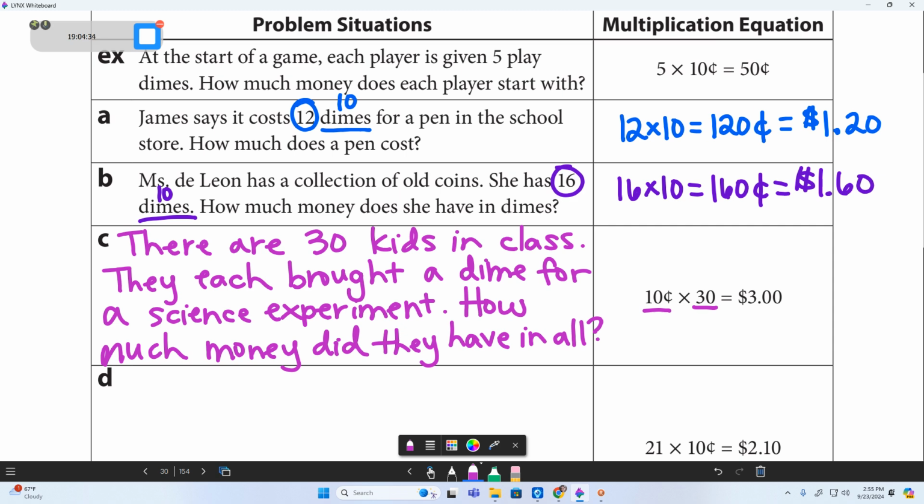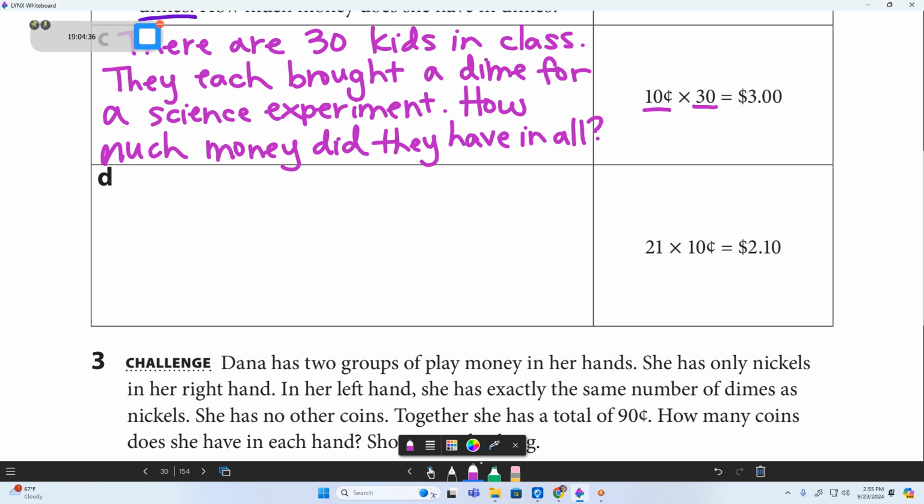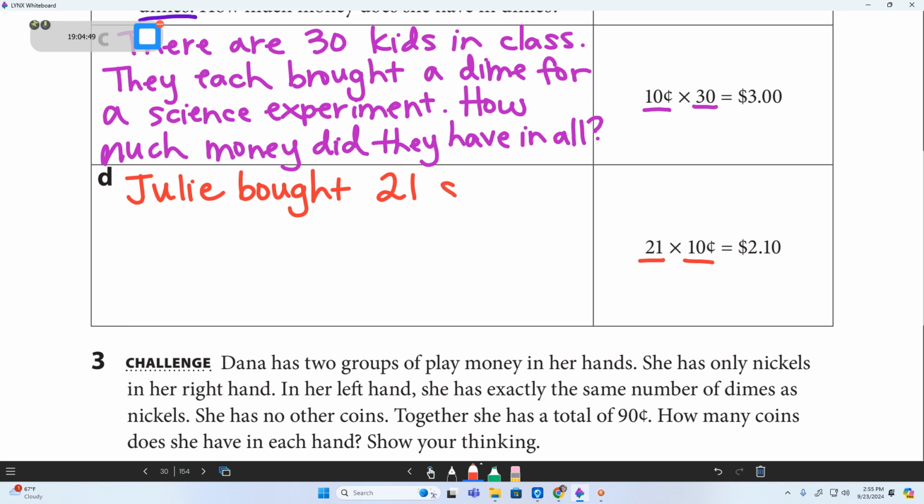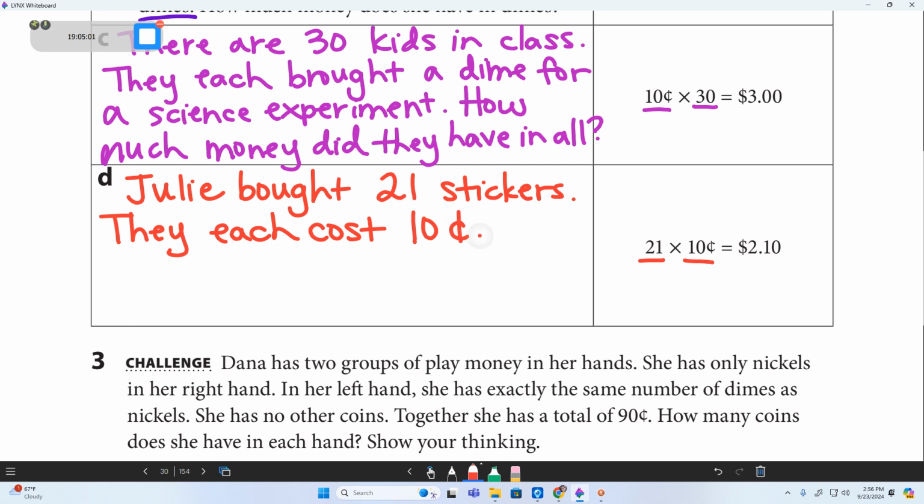Letter D, very similar, but now it's a 21. So let's see here. How about Julie bought 21, maybe stickers? They each cost 10 cents. How much money did she spend? And again, your story can be different as long as it matches the equation.